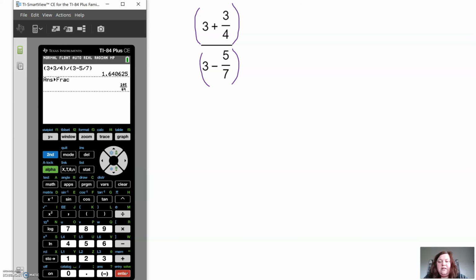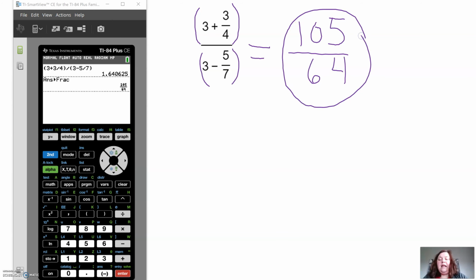And then press enter, and it gives us our fraction here, which in this case is going to be 105 over 64. Nice thing too about using our calculators for this, it automatically puts it in lowest terms for us.